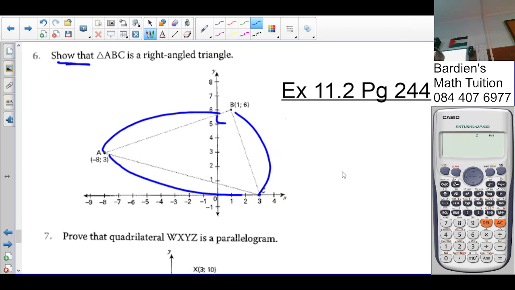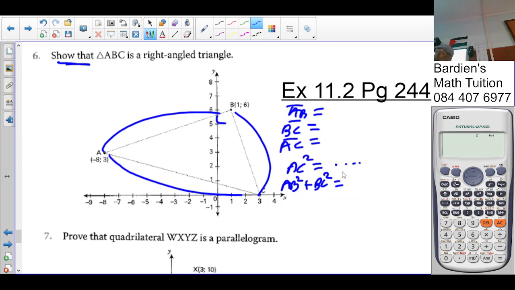Pythagoras can be applied in right angle triangles. Once you have worked out the length of AB, the length of BC, and the length of AC, you do all those calculations. Then you see that the hypotenuse squared, AC squared, would be equal to AB squared plus BC squared. So you got AC squared, you substitute that in and you square it.